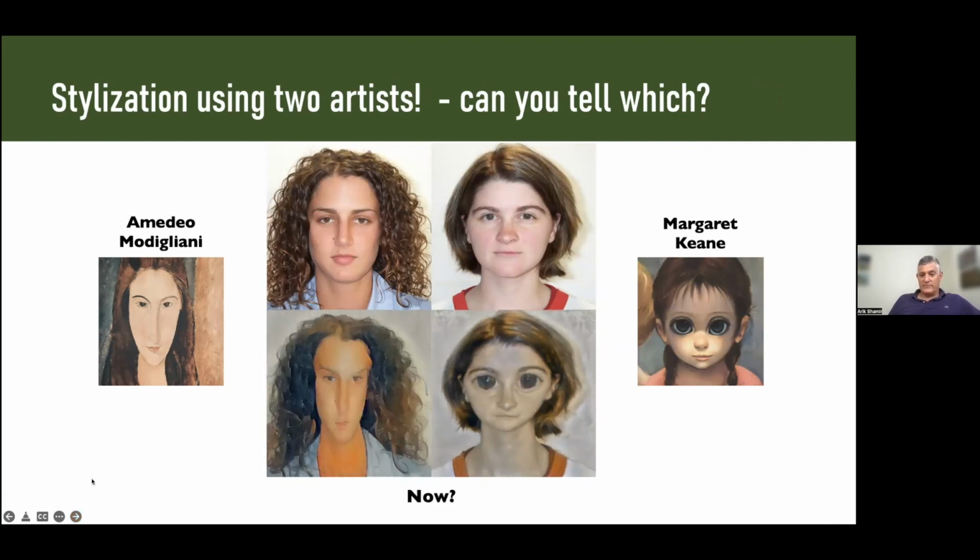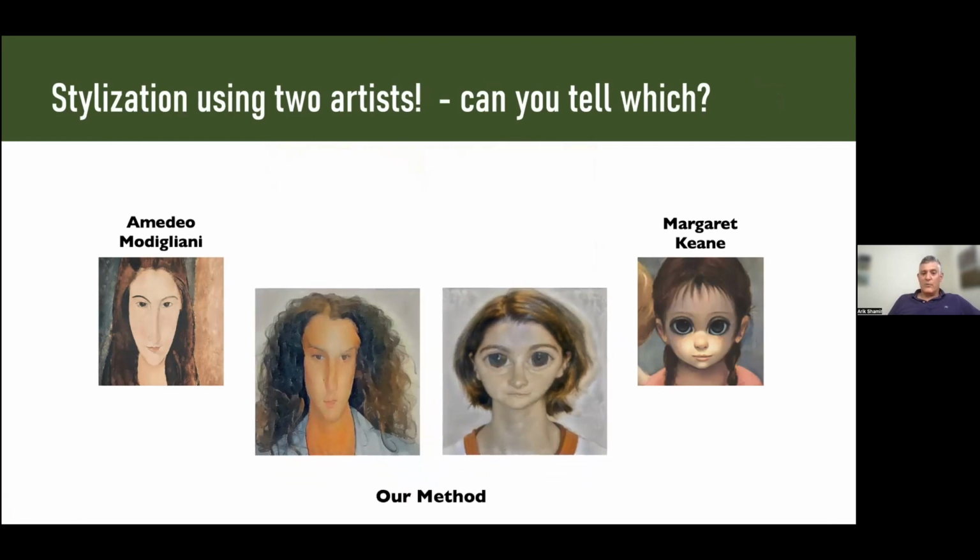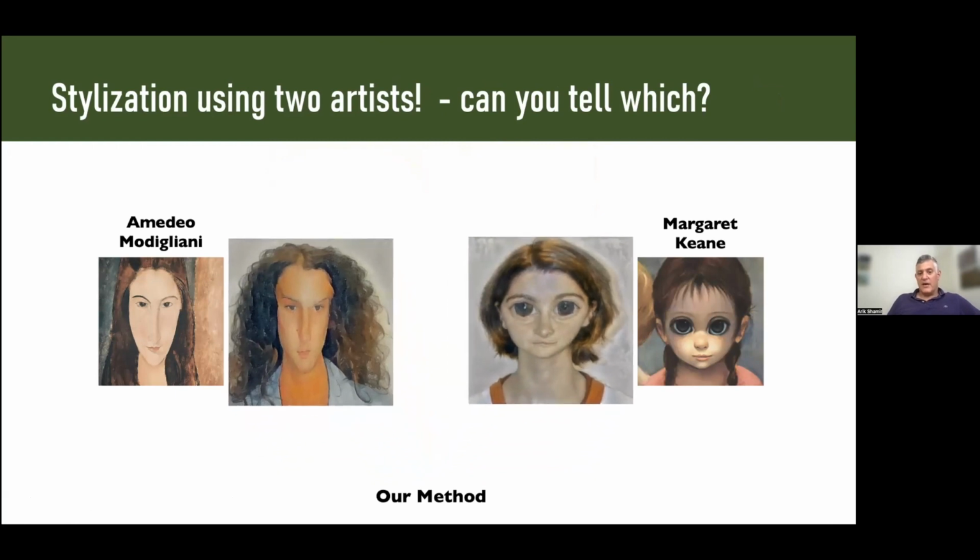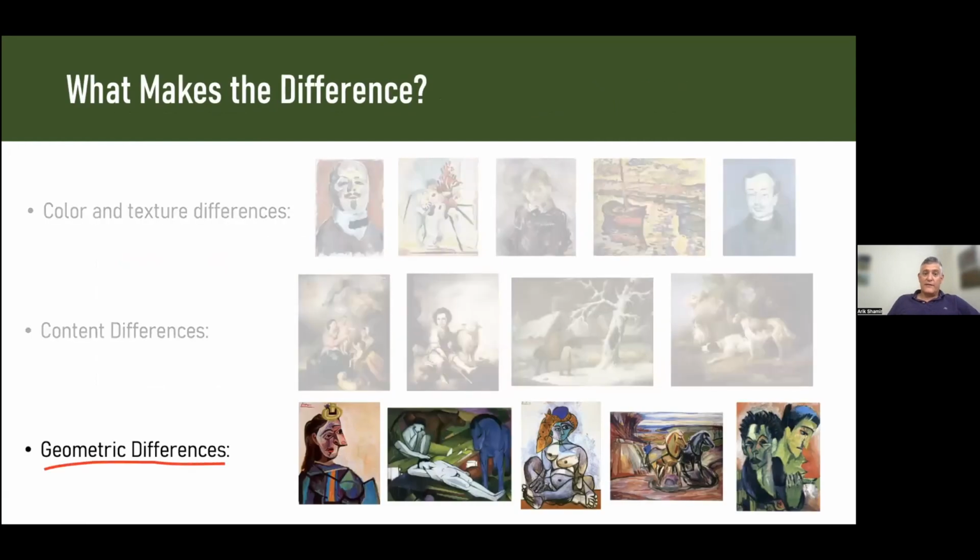But how about now? If I show you these results, I'm sure that people would be able to recognize much better which artist's stylization was used in each image. Because, as we believe, stylization doesn't include only color and texture, but also geometry. And as you can see, Modigliani has very long faces. Margaret Keane has very round and big eyes. And so this is part of their style. So the difference between the domains of artistic paintings and photographs is not just color and texture, it's not just the content, but it's really also some severe geometric differences.